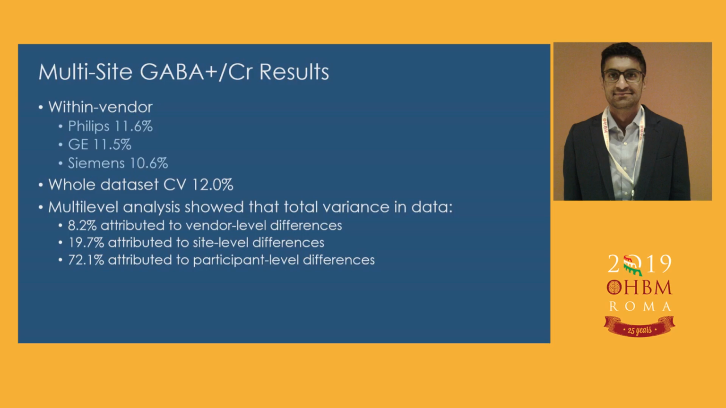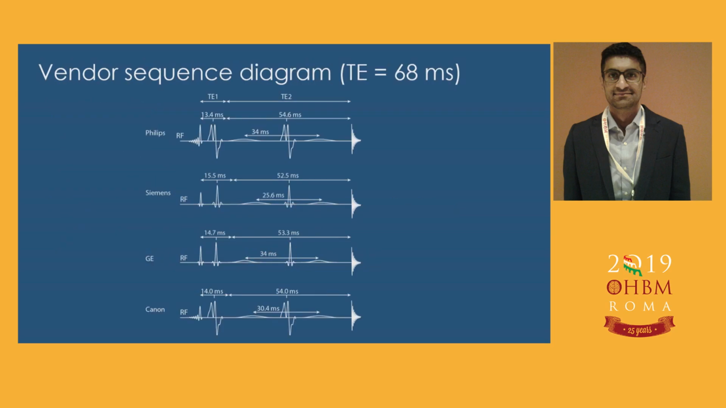So why is that? If you look here, these are the protocols that were implemented for that multi-site data. And you can see that there are differences across vendors in how the MEGA-PRESS sequence works, and you have differences in the RF waveform used for the slice-selective pulses. You have asymmetric excitation pulses for Philips and Canon. Also, the refocusing pulses are asymmetric for Philips and Canon. However, they use symmetric pulses for Siemens and GE.